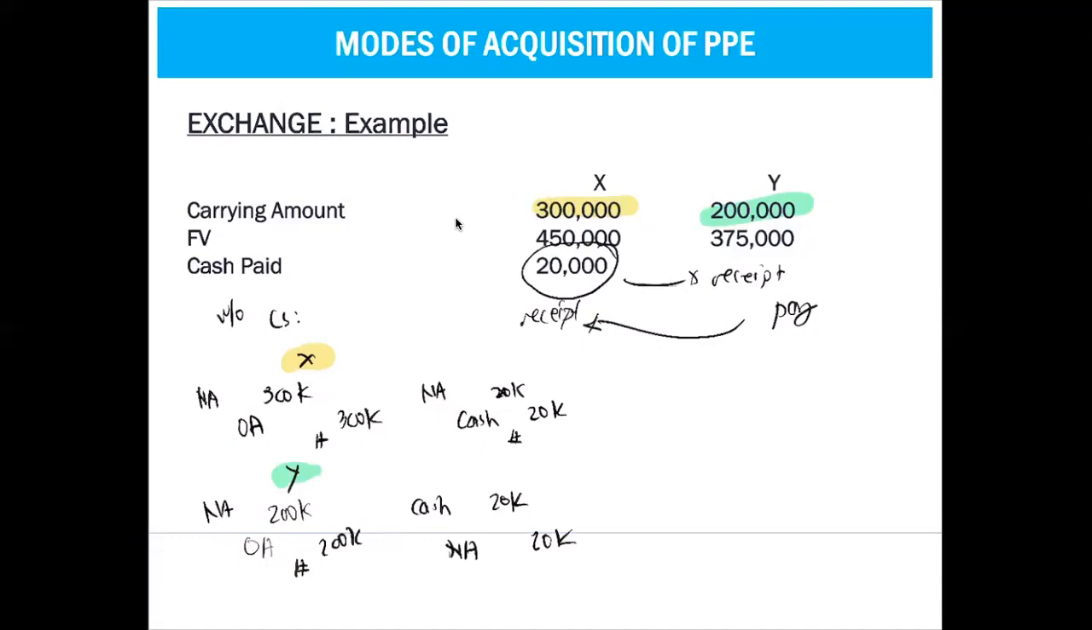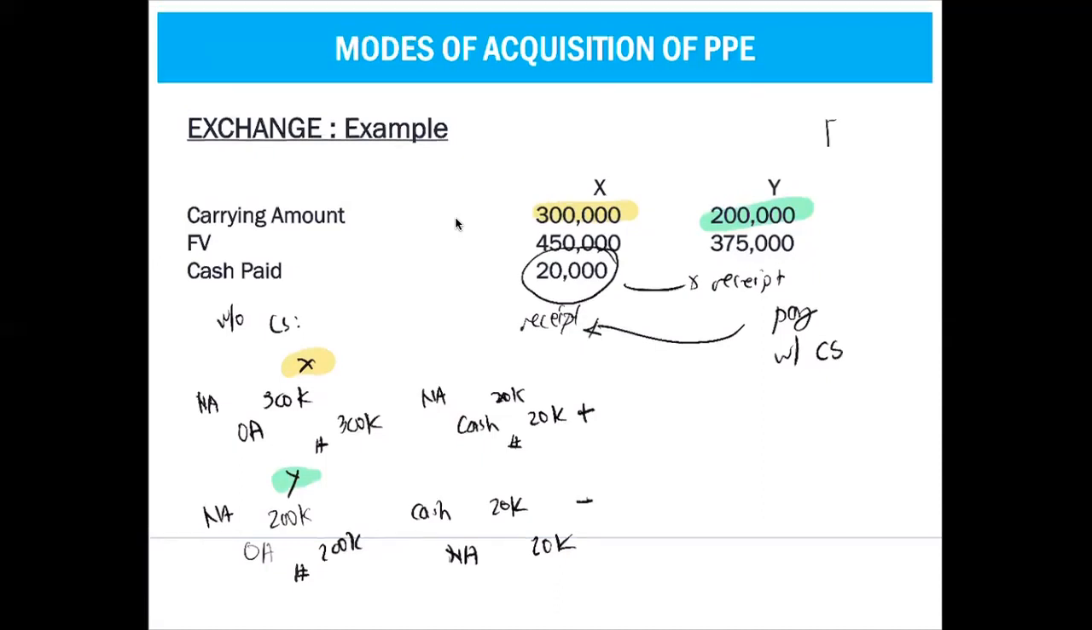Tandaan, cash paid is an addition. Cash receipt is a reduction. How about if it is with commercial substance? If that is with commercial substance, we should measure at first fair value of asset given up, then fair value of asset received. Okay. So X, what is the fair value of the property of X? 450,000. The fair value is 450,000. So we debit the new asset at 450,000.